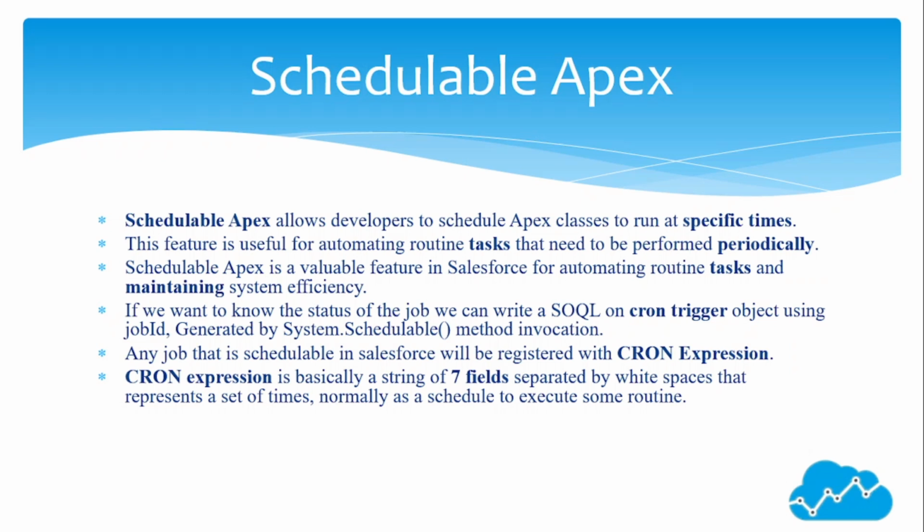If we want to know the status of the job, we can write a SOQL query on the CronTrigger object using the job ID generated by the system.schedule method invocation. Any job that is scheduled in Salesforce will be registered with a cron expression. A cron expression is basically a string of 7 fields separated by white spaces that represents a set of times, normally as a schedule to execute some routine.